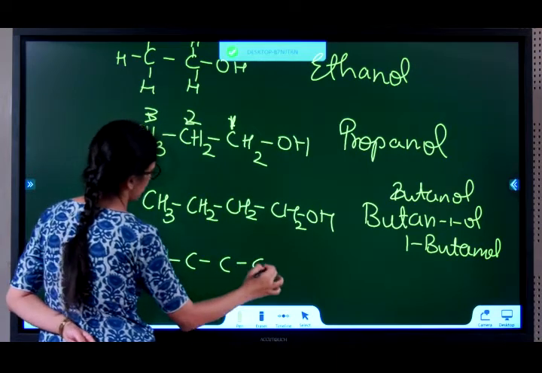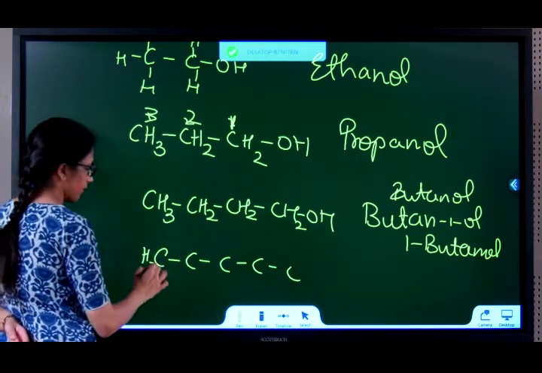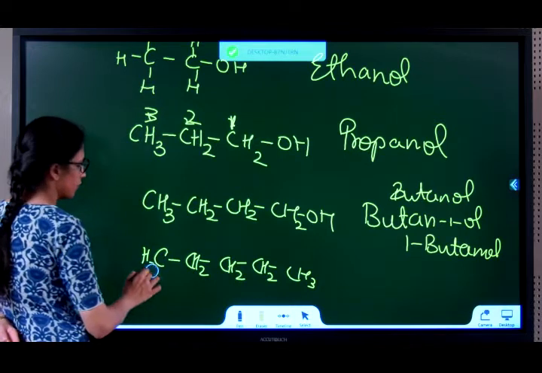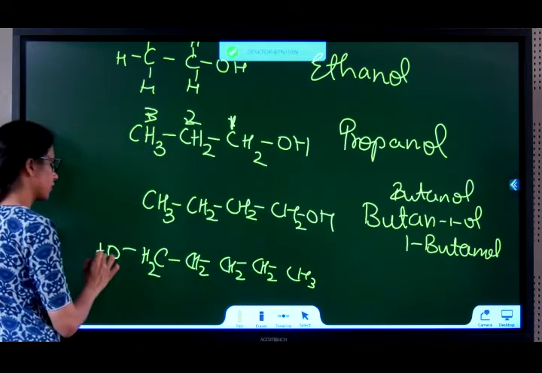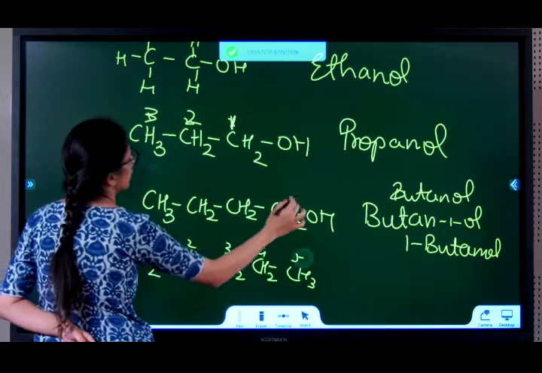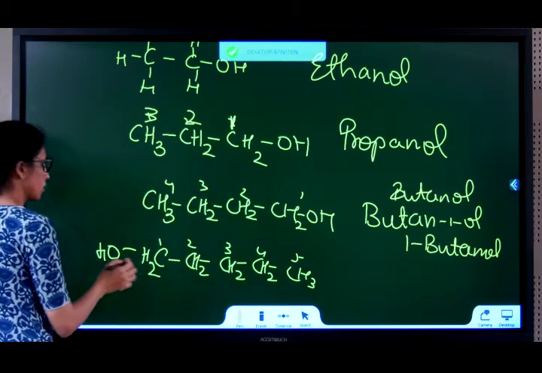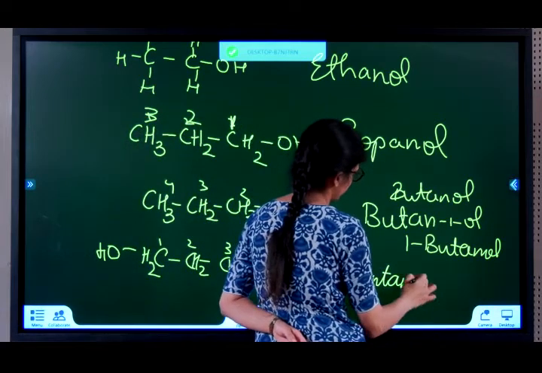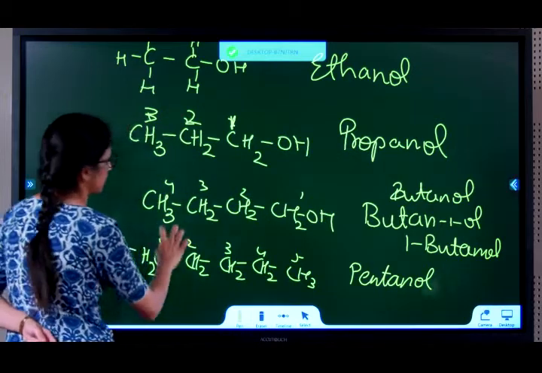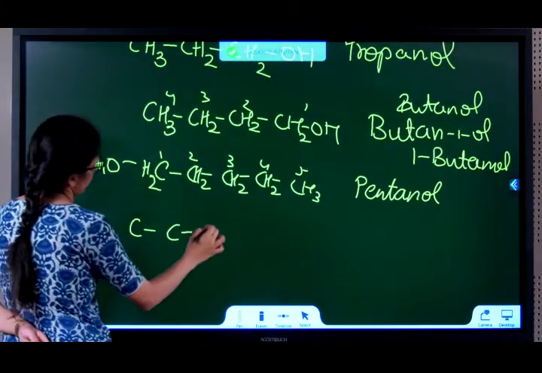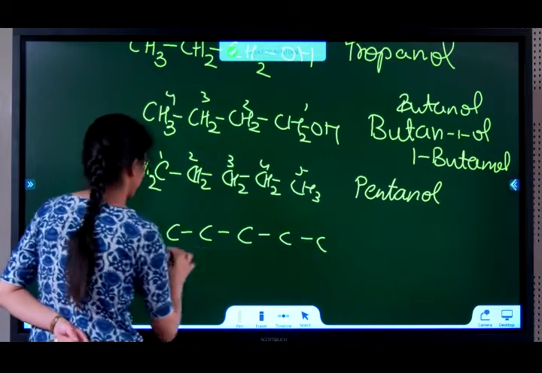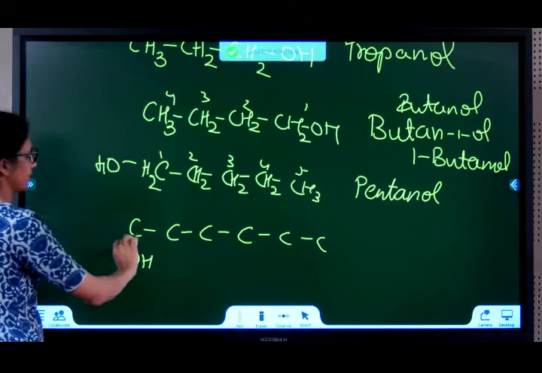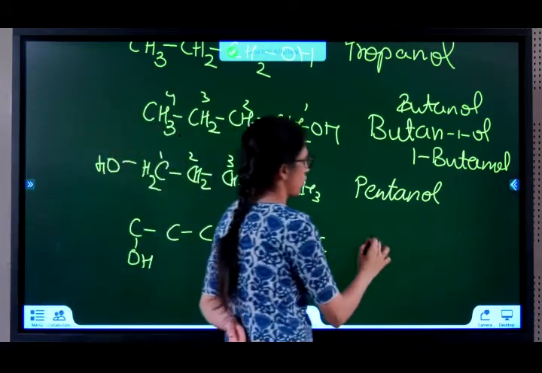C, C, C, C, C, H3, H2, H2, H2, H3. I'll remove one from here and put OH. Now I'll choose the numbering from this side. Here I chose numbering from this side. So again it's 1, pentane, 1-ol or pentanol. One, 2, 3, 4, 5, 6. Put the OH. It's nothing but the same thing as here. Same. Hexanol.